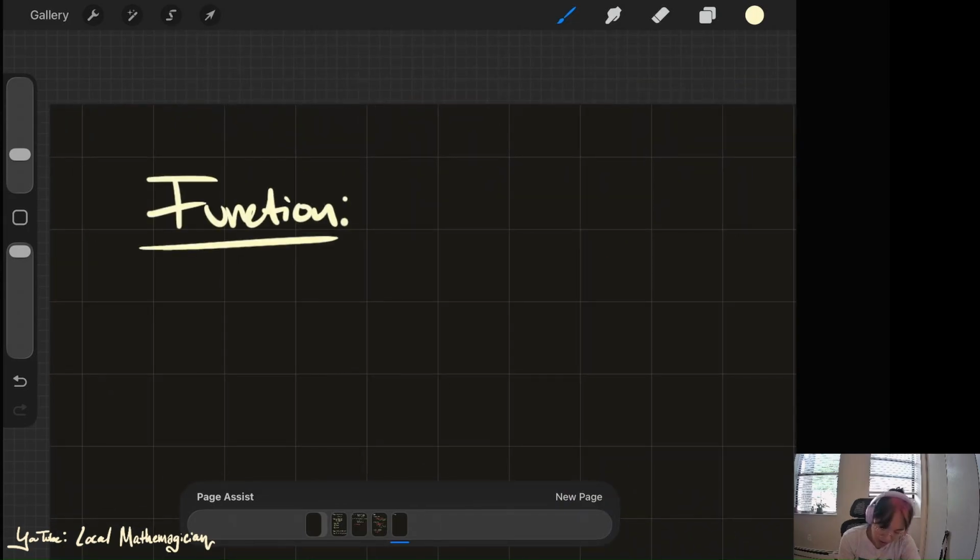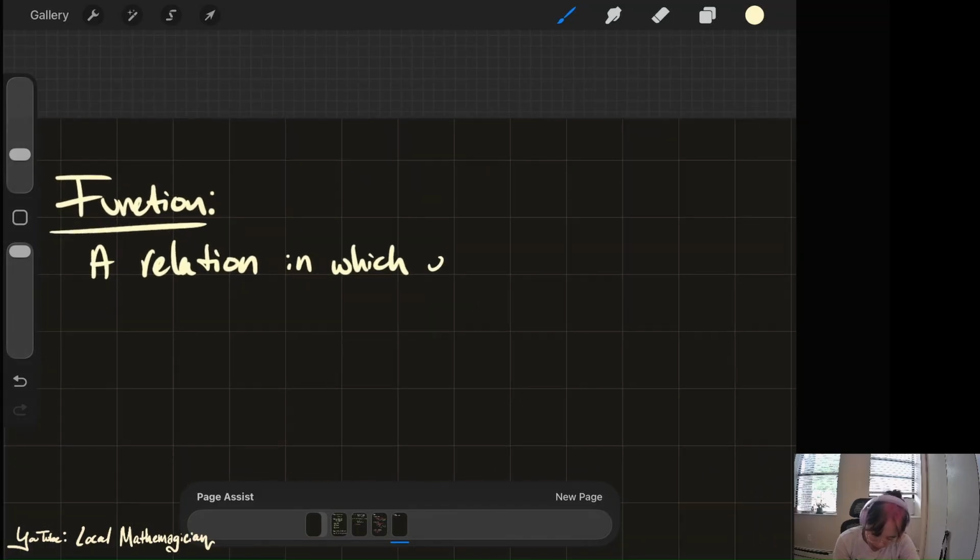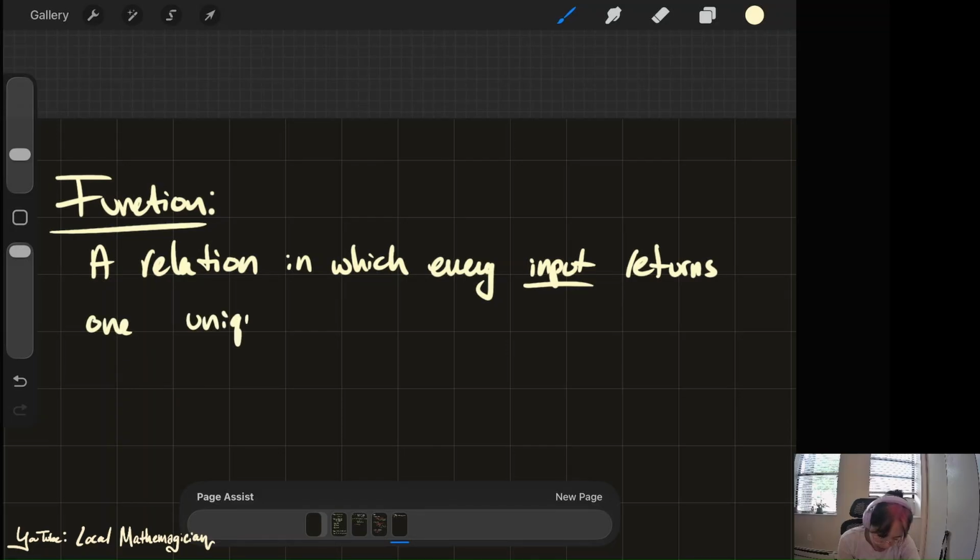A function is a relation in which every input returns one unique output. Okay?